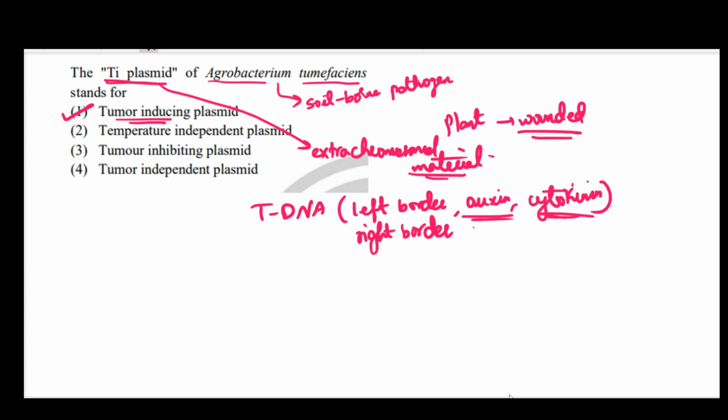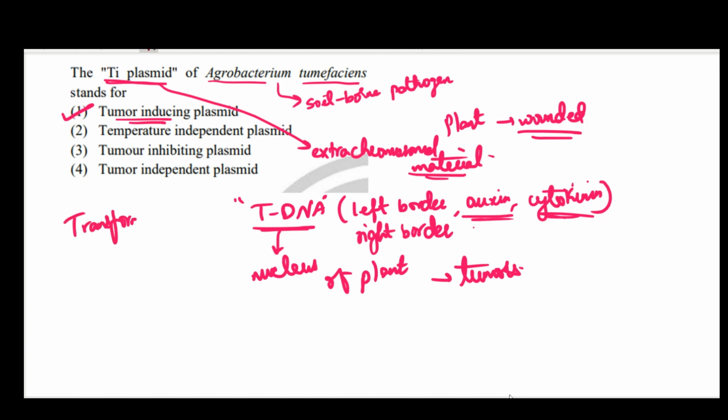plant. So basically when the plant gets infected by Agrobacterium tumefaciens, the tDNA portion of the Ti plasmid, not the entire plasmid, only the tDNA portion gets transferred into the nucleus of the plant, and it results in tumor formation. But usually, this Ti plasmid of Agrobacterium tumefaciens is used for transformation.